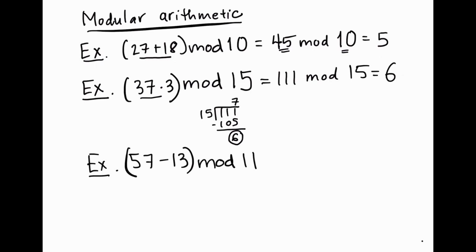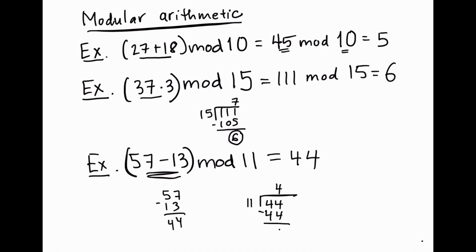So another example, 57 minus 13 mod 11. So I'm going to do the arithmetic first. We have 57 minus 13, and that's 44. And if I divide 44 by 11, I get a remainder of 0. So 44 mod 11 is equal to 0. 0 is the remainder here.